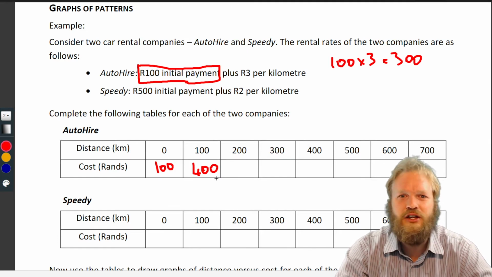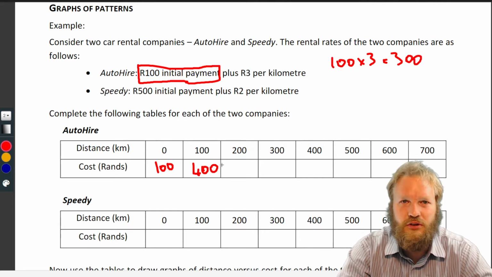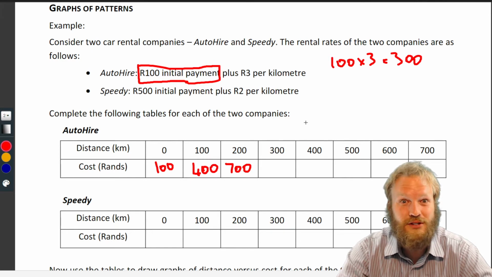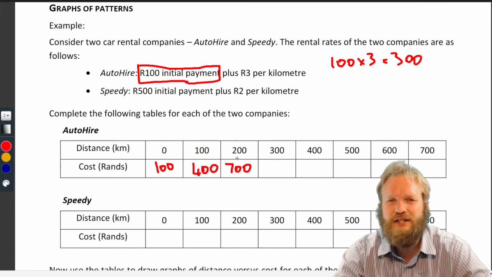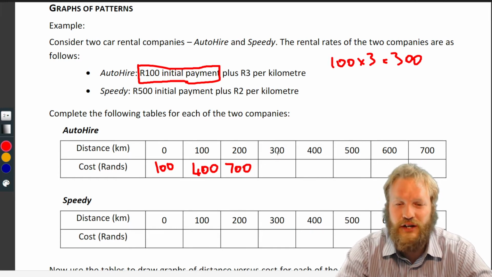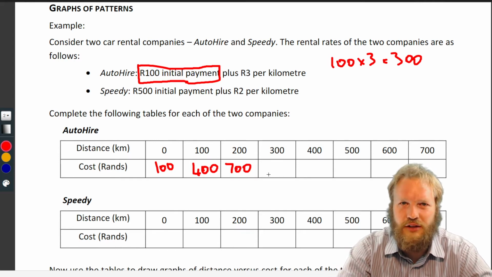How much altogether are we going to be charged for 200 kilometers? Well, we've got another 100 kilometers, and for every 100 kilometers, it costs 300 Rand. So we charge another 300 Rand, so we're on 700. I'm purposely pushing us towards not just starting from scratch. We've got a bit of information. So let's say we go another 100 kilometers, 300 kilometers altogether. How much are we going to be charged? Well, another 300 Rand. So 1,000 Rand.